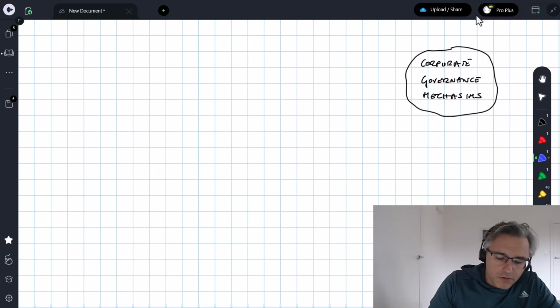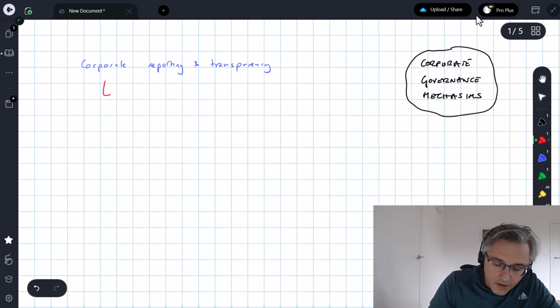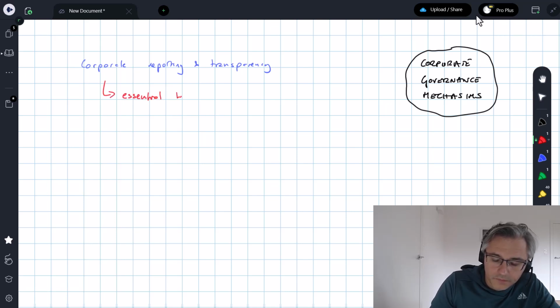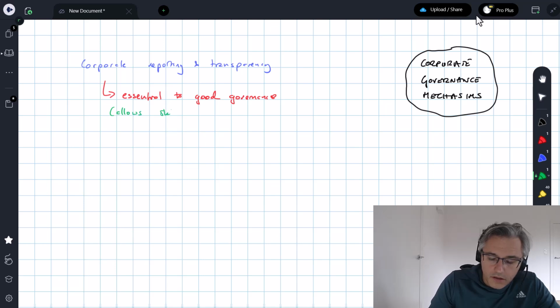Let's just begin with a general note that it is absolutely essential, according to the curriculum, to good corporate governance, the idea of corporate reporting. So the company publishing various publicly available information and being transparent about what's going on. This is absolutely essential to good governance. Why? Because it allows external stakeholders, for example shareholders, but also regulators, employees, and debt holders, to assess company performance and the company's financial position.